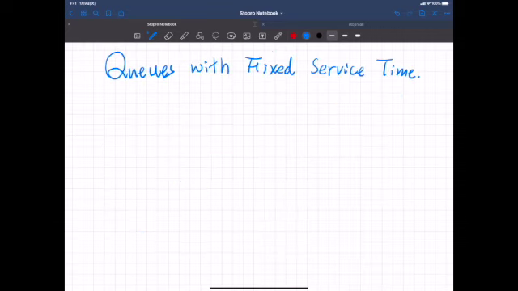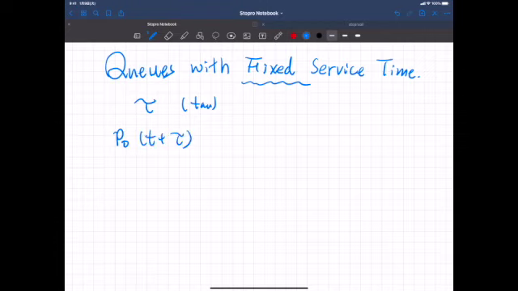Next, we consider the queues with fixed service time. So that means every customer being served is served for some fixed time, say tau. And this is a Greek letter called tau. But anyway, so the first question is, what is the probability that there are no customers at time t plus tau? Okay, of course, we are still assuming that the customers arrive according to the Poisson distribution.